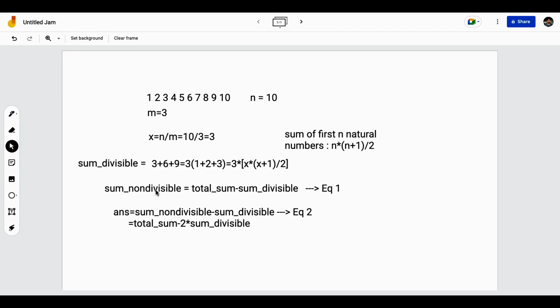We need to get non-divisible sum, which is equal to total sum minus divisible sum. And our answer is non-divisible sum minus divisible sum. We need to substitute equation 1 in equation 2 to get that. And our final answer is total sum minus 2 times divisible sum.